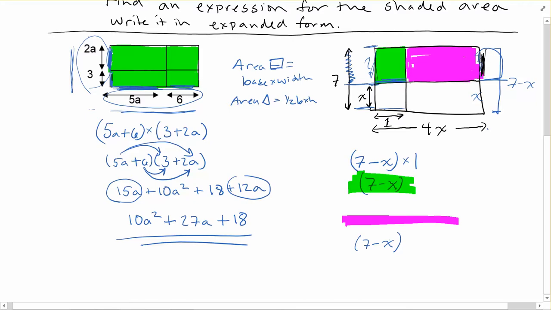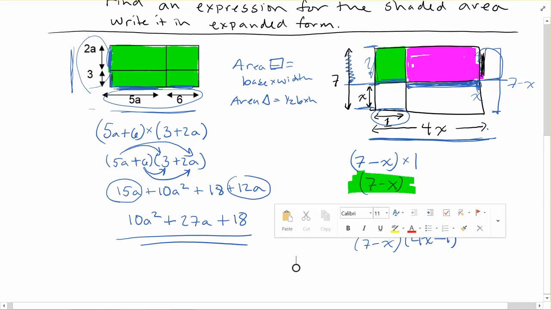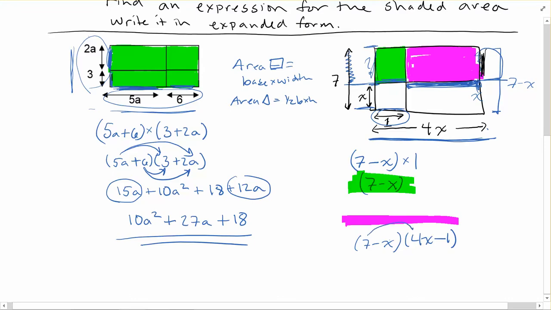And then I need to figure out what this section along the bottom of the pink is, my base. And I know the total distance is 4x from end to end. And this part here is 1 that I don't need. So I'm going to have 4x take off the 1 that I don't need, and that gives me the length of the base of the rectangle there. And again, going into doing this into expanded form, like they've asked, times it out.